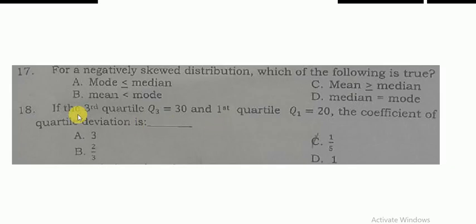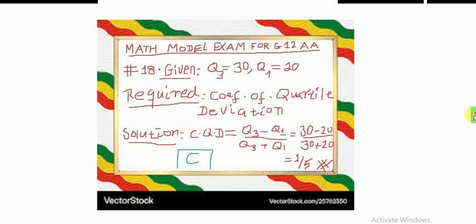Next problem, number 18. Okay, if the third quartile Q3 for a certain data is 30 and the first quartile Q1 is 20, what is the coefficient of quartile deviation? Simply you have to apply the formula for the coefficient of quartile deviation. What's given? Q3 and Q1 are given. By the way, quartiles are values that divide data into 4 equal parts.